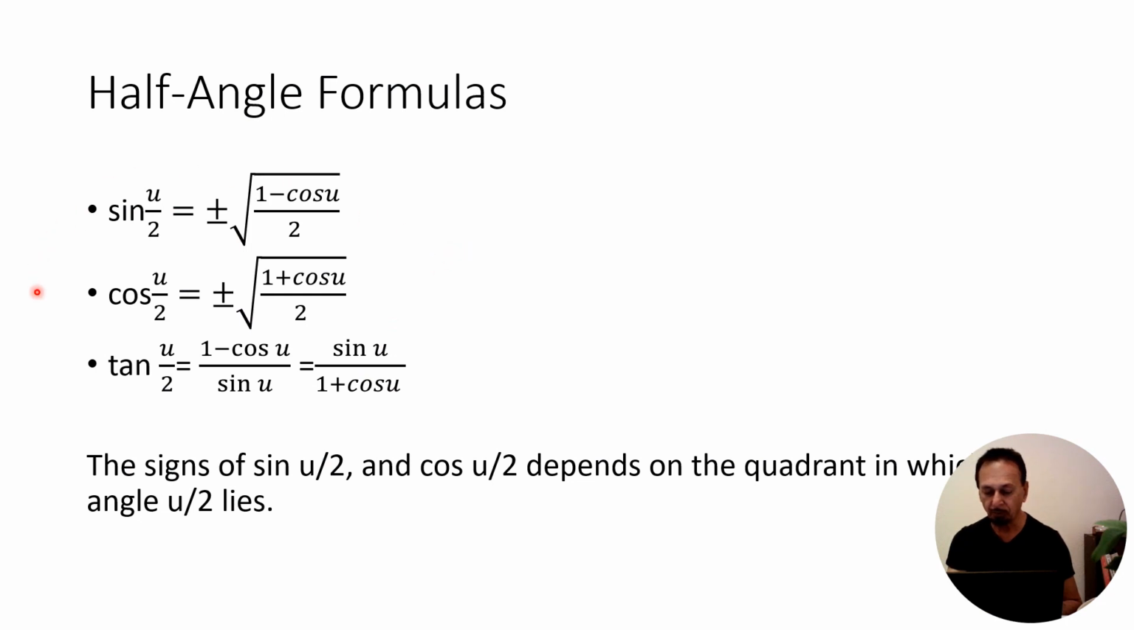Here are the half-angle formulas. Sine u over 2 equals plus or minus the square root of (1 minus cosine u) over 2. Cosine u over 2 equals plus or minus the square root of (1 plus cosine u) over 2. And tan u over 2 is equal to (1 minus cosine u) over sine u, or sine u over (1 plus cosine u). The sign of sine u over 2 and cosine u over 2 depends on the quadrant in which the angle u over 2 lies.